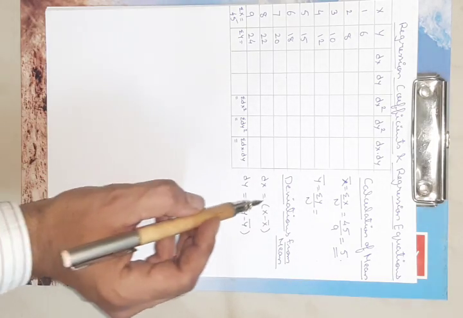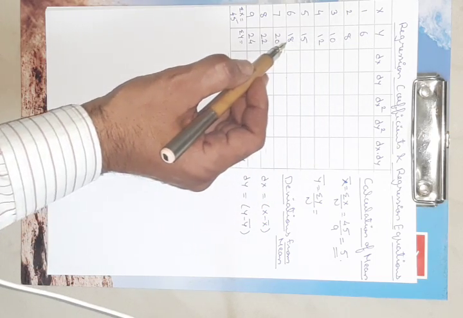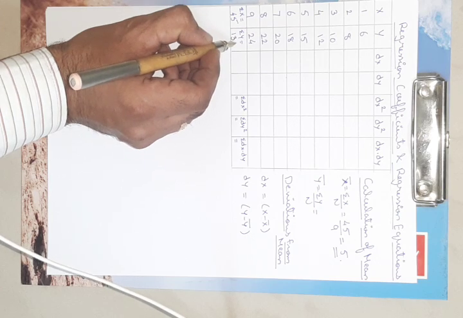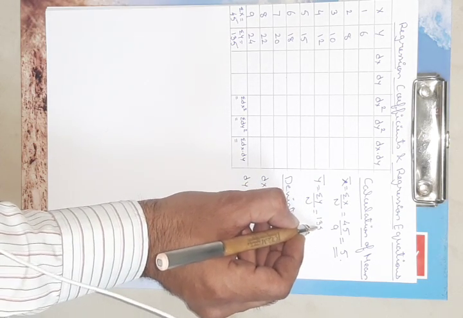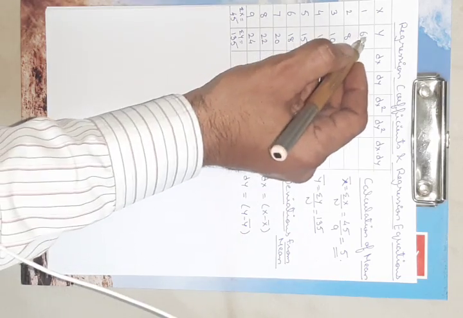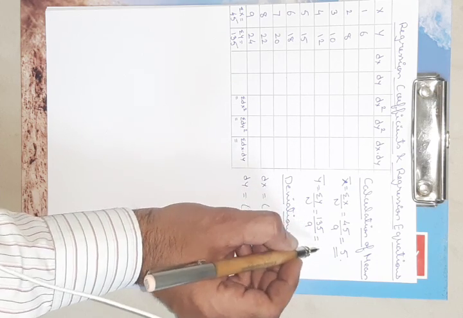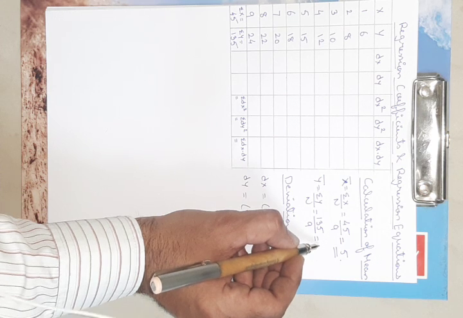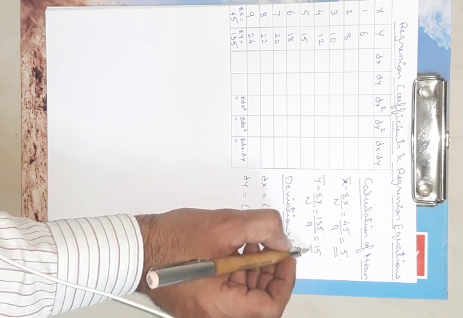Similarly we need to calculate the mean of y, y bar. The summation of y comes out to be 135. Y bar is equal to summation of y divided by n. N is again the total number of observations, that is 9. So 135 divided by 9 comes out to be 15.